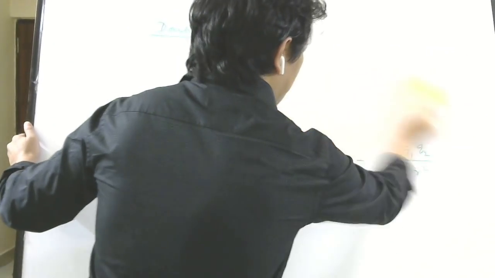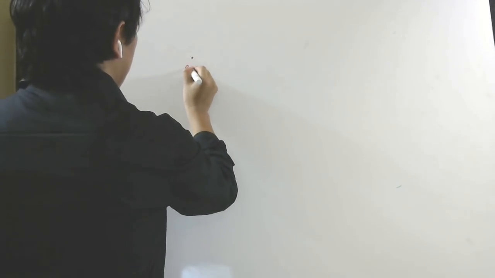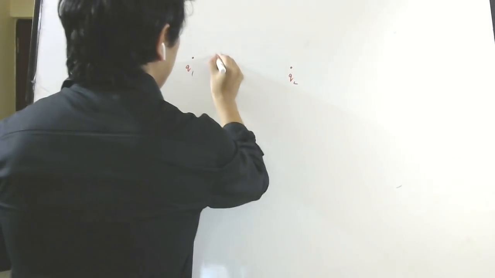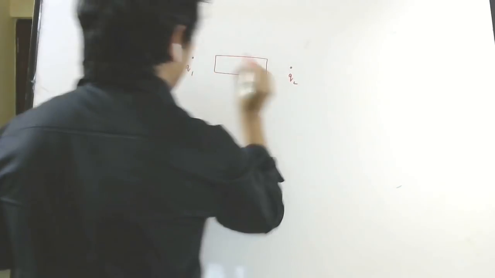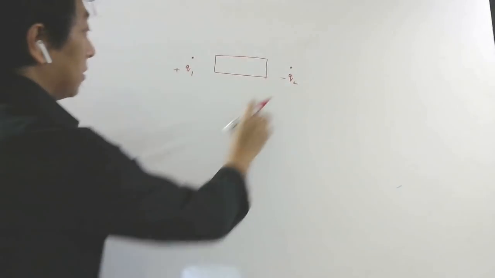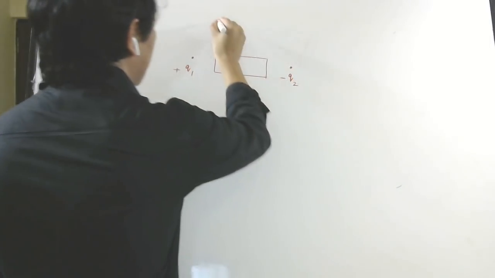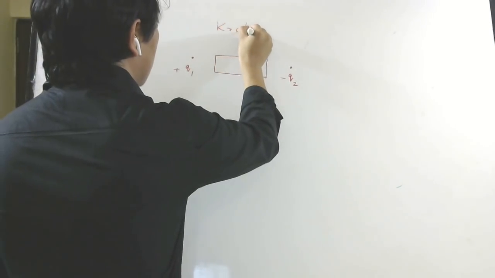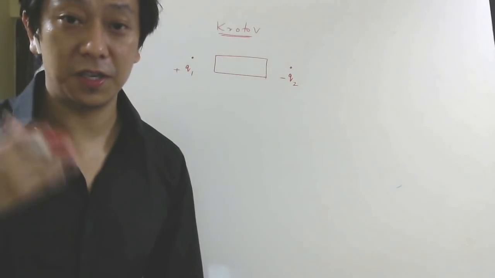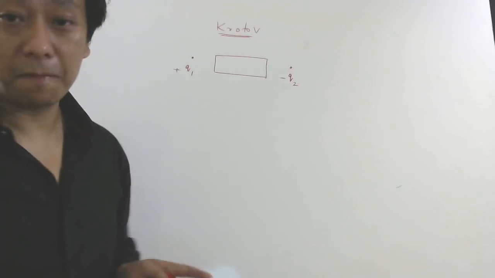Then another student was asking what will happen if, for example, this is charge q1 and this is charge q2, and I put some medium only here. Let us say this is plus q1 and this is minus q1. This question is also there in one of the books, Krotov, one of the famous physics books. Those who are preparing for JEE Advanced, you can see this book.